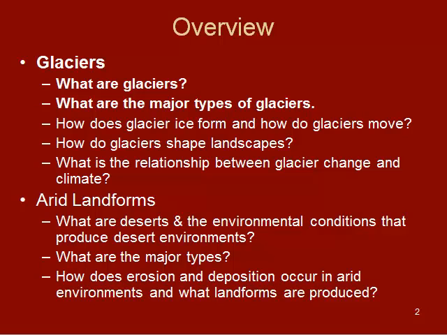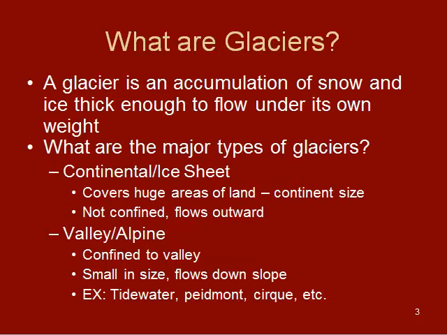So the 2 questions we're going to answer in this first video are: what are glaciers and what are the major types that exist? So what are glaciers? They are an accumulation of snow and ice that are thick enough to flow under its own weight. The major types of glaciers include continental or ice sheet glaciers and alpine or valley glaciers. The difference between these two is their size and if they're confined or not.